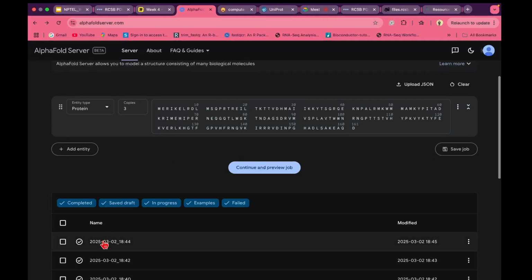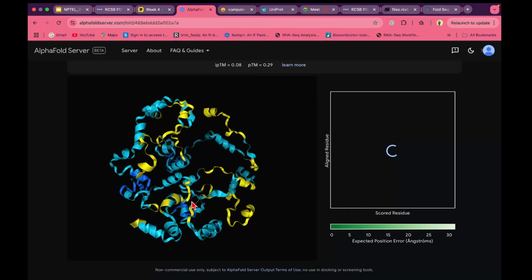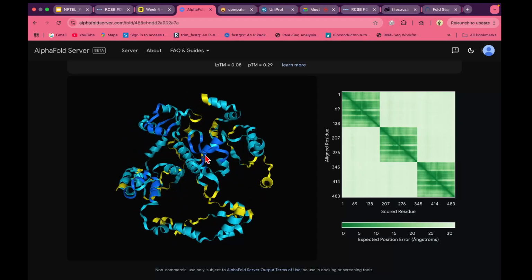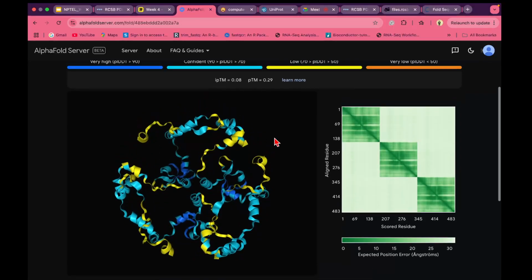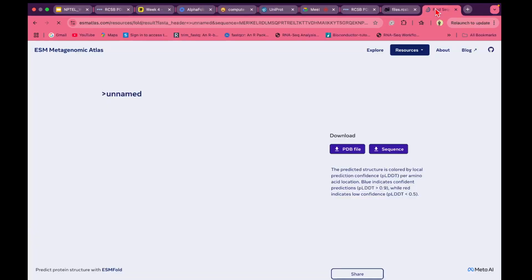I hope, yeah, we have the tetramer result from AlphaFold. So this itself will identify the interface between these chains. So this is the structure of the tetramer. Similarly, all the residues in the structures are classified based on pLDDT score. Okay. So here the result is done.